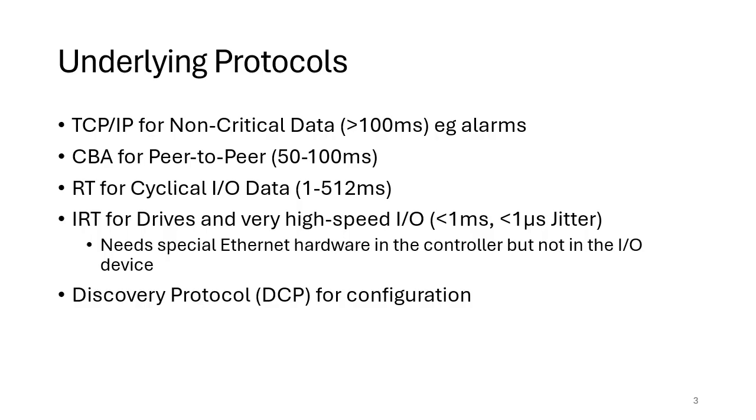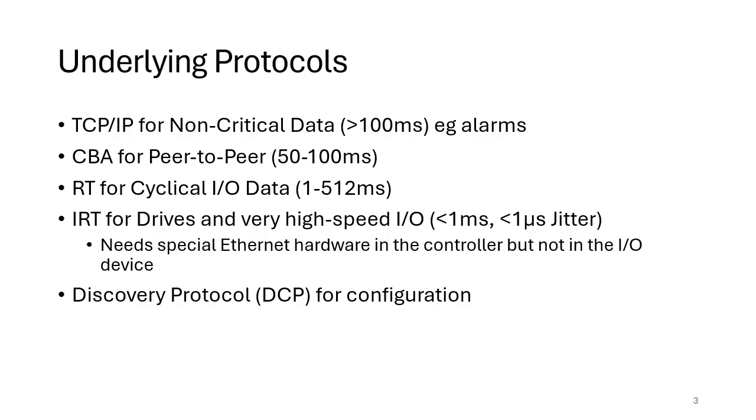On top of that, we then have several software protocols that we use, and together these make up the PROFINET network. So first of all, for non-critical data, i.e. things that don't need to be transmitted faster than about 100 milliseconds, so that can include alarms, for that we use TCP/IP. For peer-to-peer networking, we use CBA, and that has a cycle time of around about 50 to 100 milliseconds. There's then two protocols for PROFINET itself.